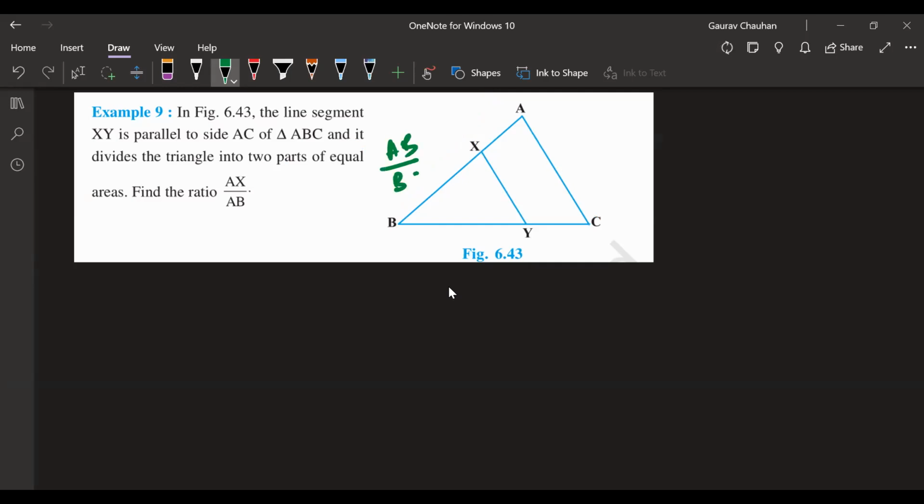We know AB by BX will be equal to CY by BY. We know this from BPT. We don't know anything else. One more thing we know is that the areas of the two parts will be equal. So let's see how to do this. This is a good question. Let's have a look at what we'll do.